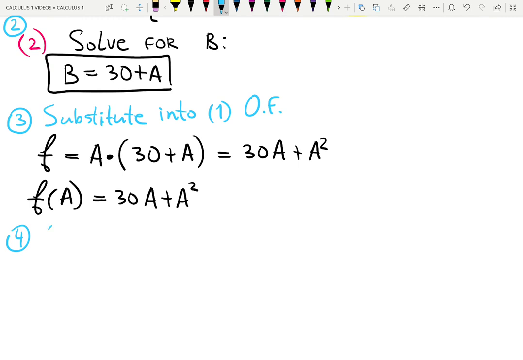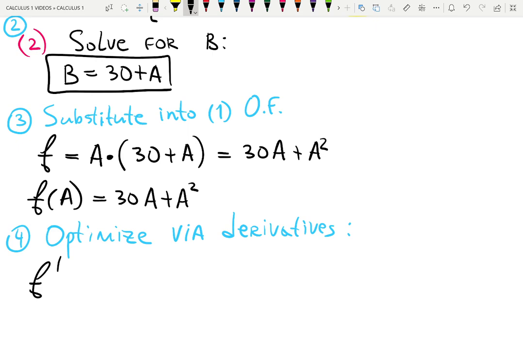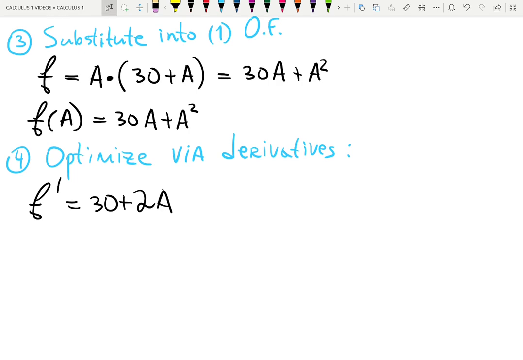Step number 4 is to optimize via derivatives. Let's find the first derivative, and it's going to be 30 plus 2a. Now you can choose what to do. You can do first derivative test or second derivative test. If you perform first derivative test, you can sketch the sign line. You can solve for critical points first. Let's actually do that anyways.